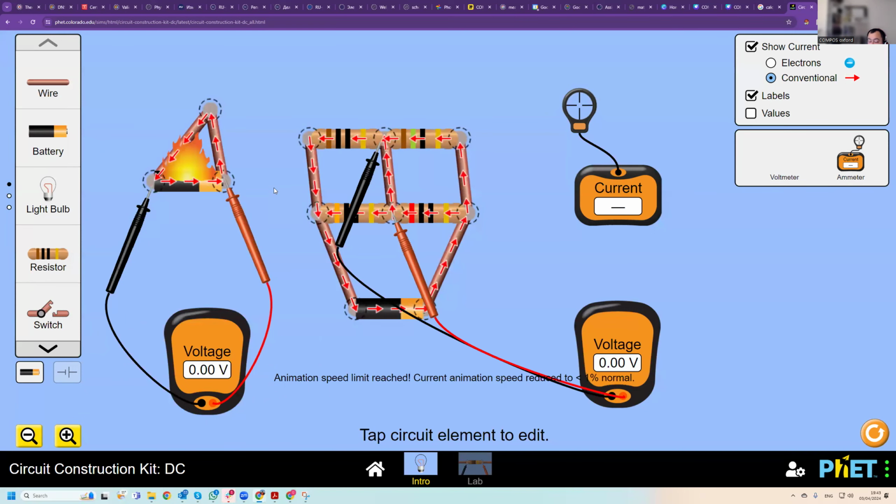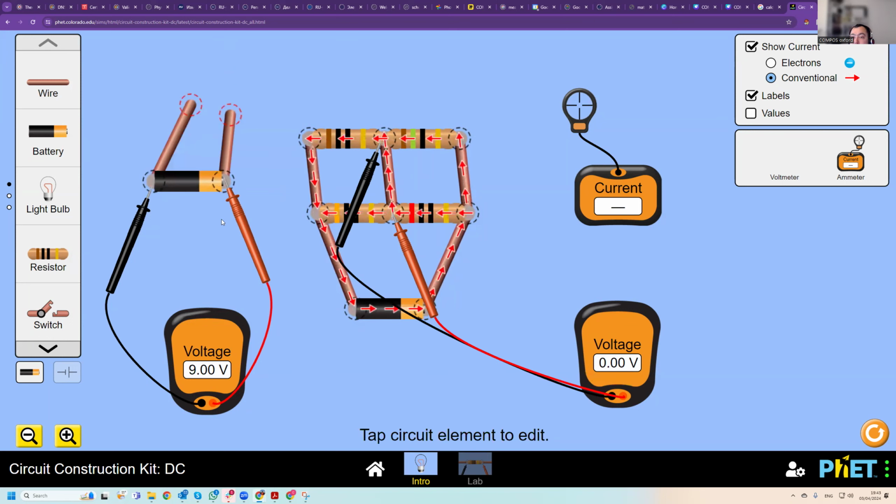Absolutely. But sometimes you can't make a prediction. And in that case, all you need to do is just guess. If you can't predict the direction of the current, just guess. And then if it's positive, then your guess is correct. If your answer is negative, then it means the guess is wrong. Okay. All right, we'll stop here.